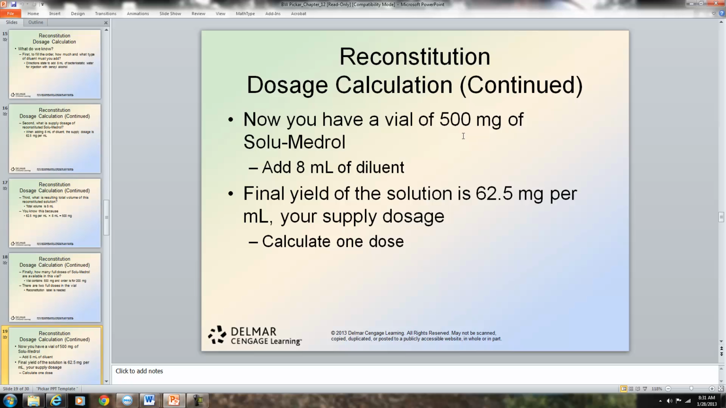Now you have a vial of 500 milligrams of Solu-Medrol. We added 8 milliliters of diluent. So the final yield is 62.5 milligrams per milliliter. That's your supply dosage. And now you calculate one dose.